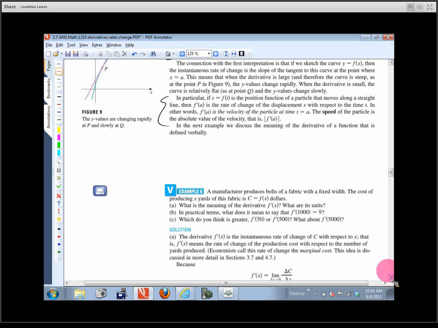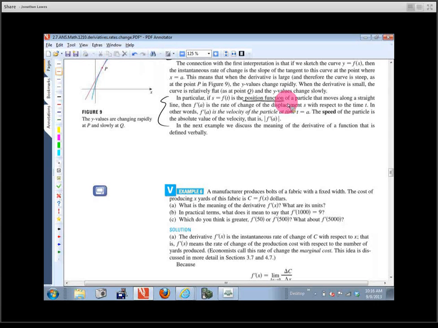So again, very wordy here. This is what we're after. Okay, if you start with a position function and then you find the derivative, what is the derivative of a position function? What does it give you? It gives you the slope. We could talk about it in terms of slope if we were to graph it.